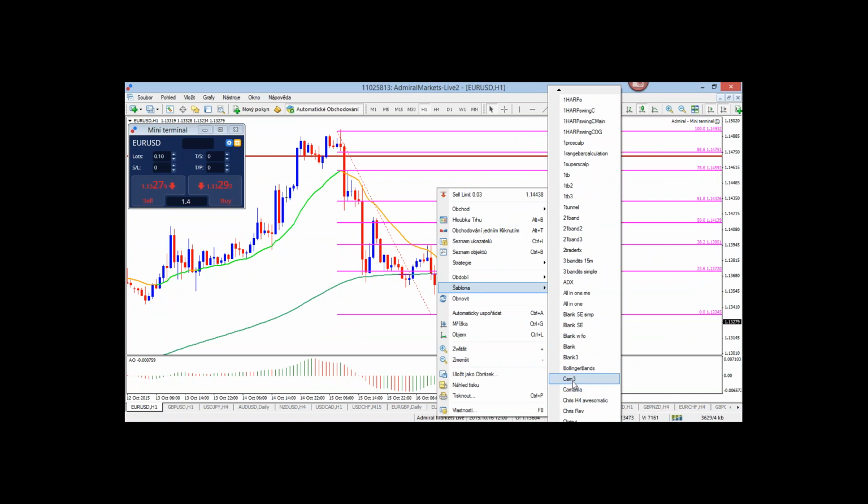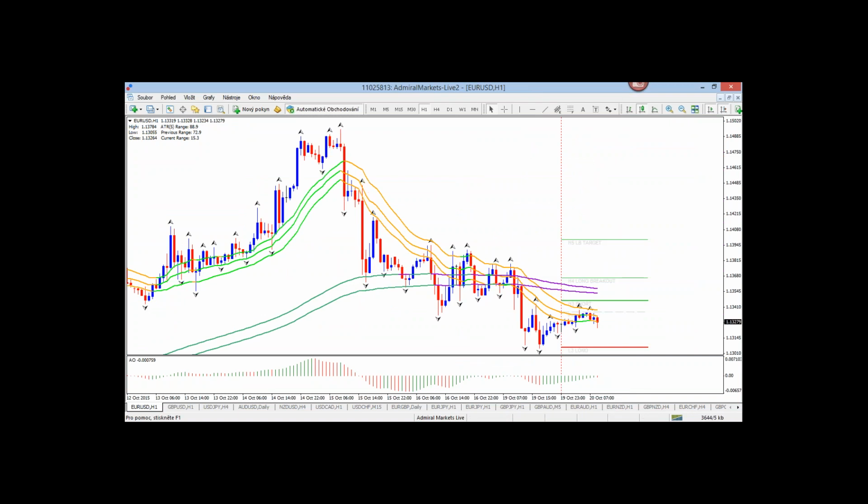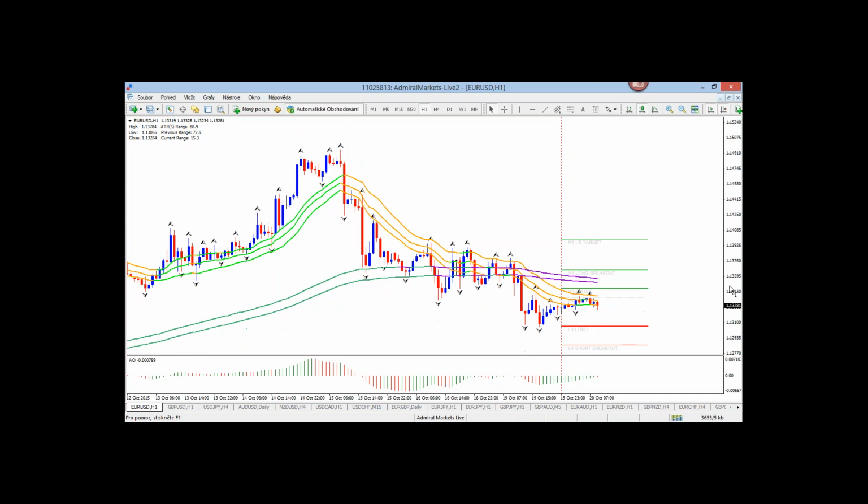It's a bit annoying. I was trying to change that. I have to clean up my templates, I can see, because there's so many that I have to scroll to find that Camarilla template. This is the Camarilla template I'm using. You can see the Camarilla pivot point indicators here indicating the support and resistance levels.